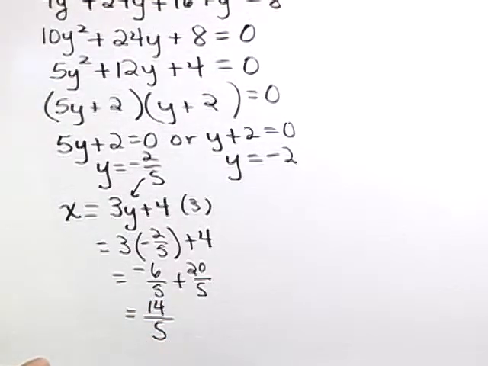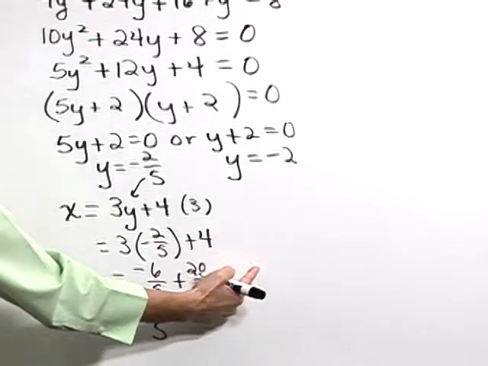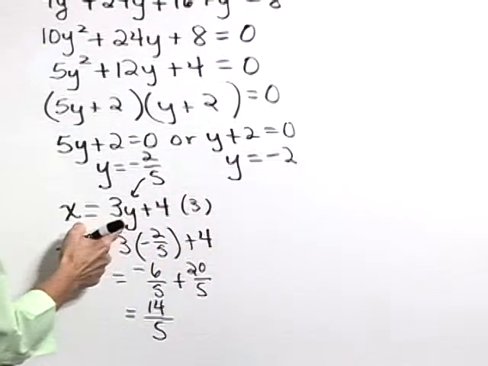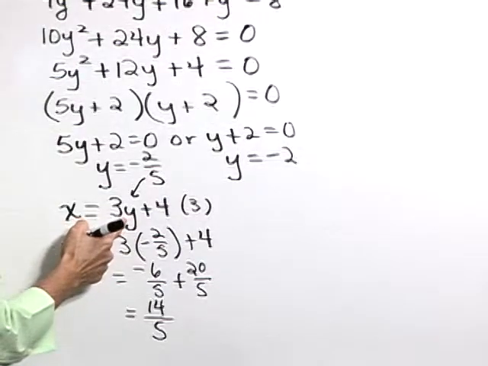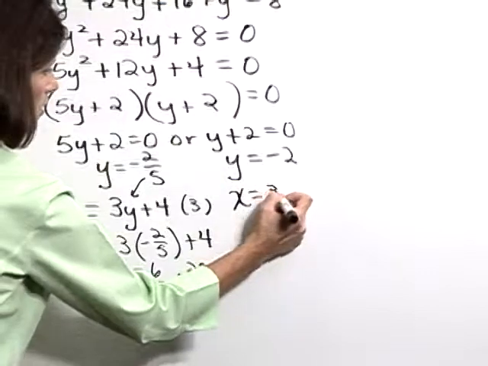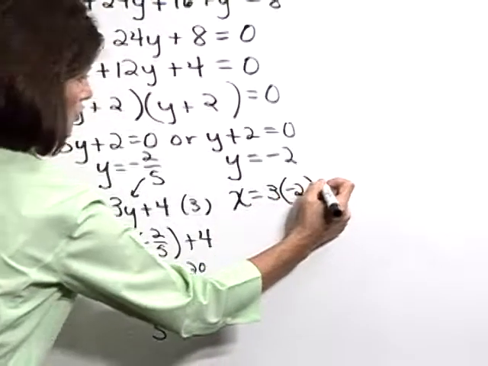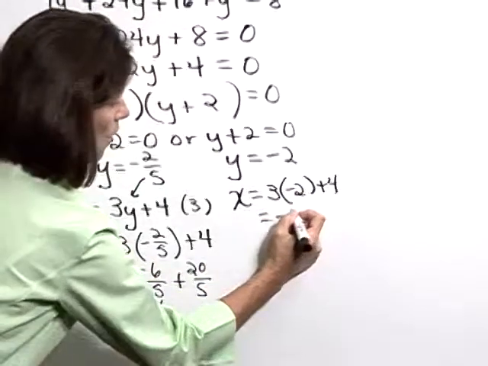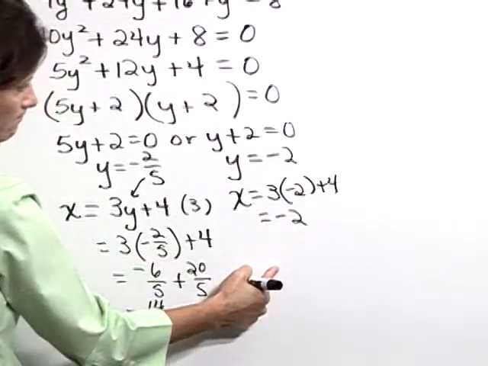14/5. Now let's find the x value that goes with y equal negative 2. I'm going to substitute negative 2 into the same equation 3 right here for y. So x is equal to 3 times negative 2 plus 4. That's a negative 6 plus 4, or a negative 2.